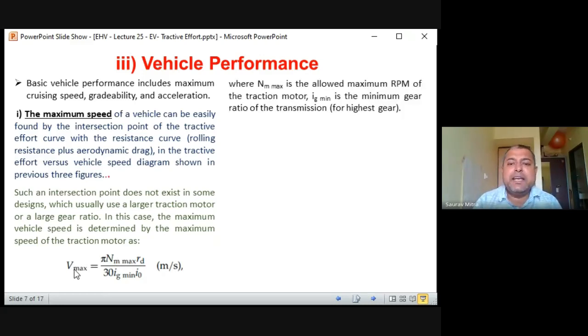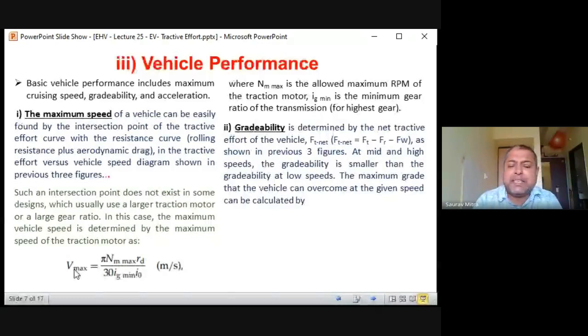Nm max is the allowed maximum RPM of the traction motor, and Ig min is the minimum gear ratio of the transmission for the highest gear. So whenever the gear is at highest, that means at 5, at that time Ig will be the minimum value. Okay, so this is the gear ratio. For smaller gear, Ig is a higher value. For higher gear, Ig is a lower value. Likewise, this is about maximum speed.